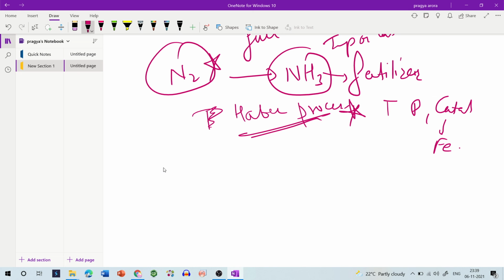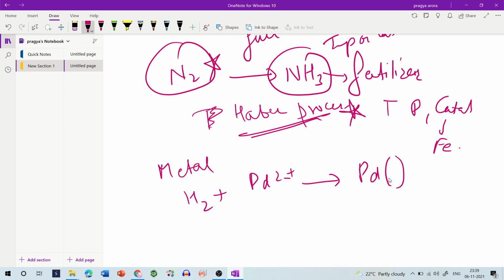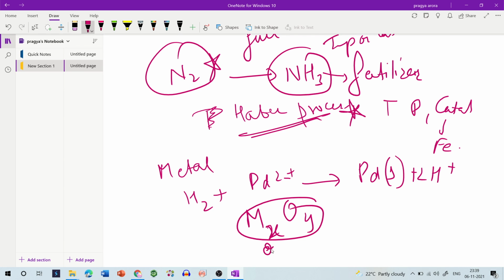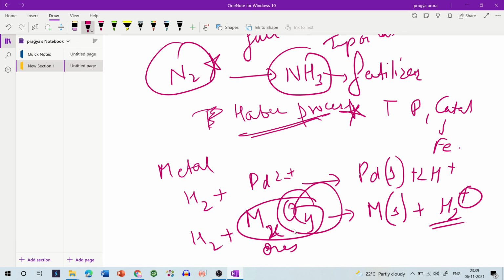Now the reaction with metal ions. With metal ions like palladium 2 plus, hydrogen can donate its electron to palladium 2 plus to convert it into solid palladium, and itself converts into H plus ions. Or in metallurgy, where metals are extracted from metal oxides present as ores in nature, hydrogen can be used to extract metal, combining with the metal oxides to form H2O as a byproduct.